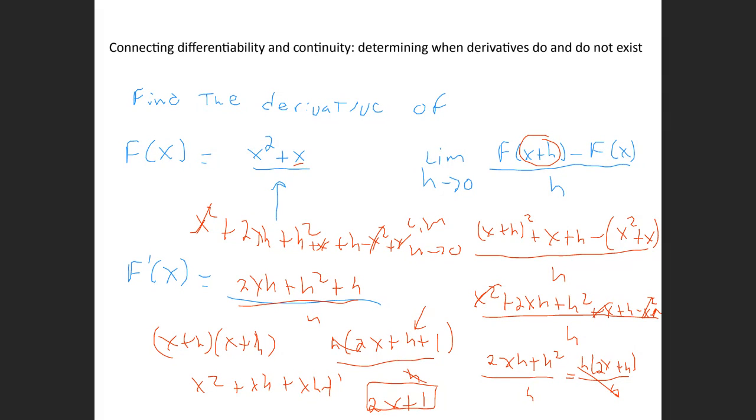That is my derivative. That is a function. A derivative is a function that will give me the slope at any given point. So if I wanted to know what the slope of this function is at x equals 1, I just put 1 in here. 2 times 1 is 2 plus 1. The slope would be equal to 3.